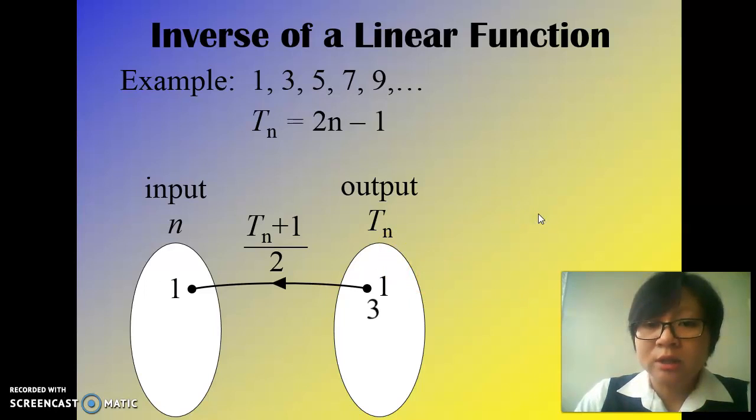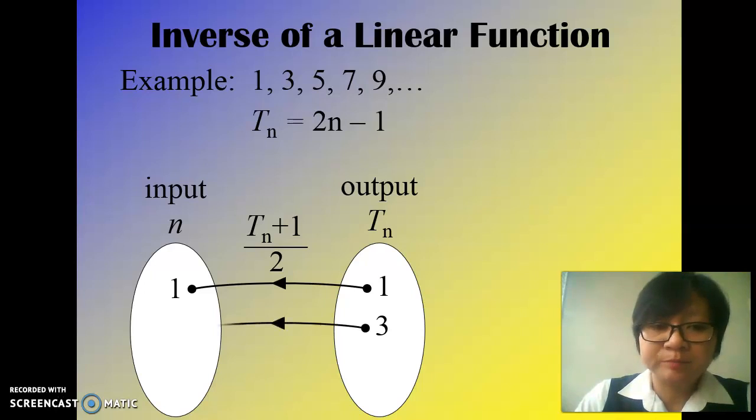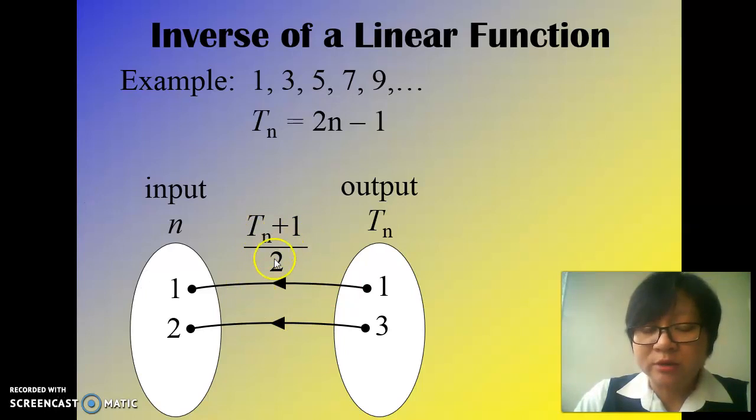So it's the second term. The second term is 3, and then use the formula to find the position number. So 3 plus 1 is 4 divided by 2 equals 2. And then the third term is 5. So use it to find the position number.